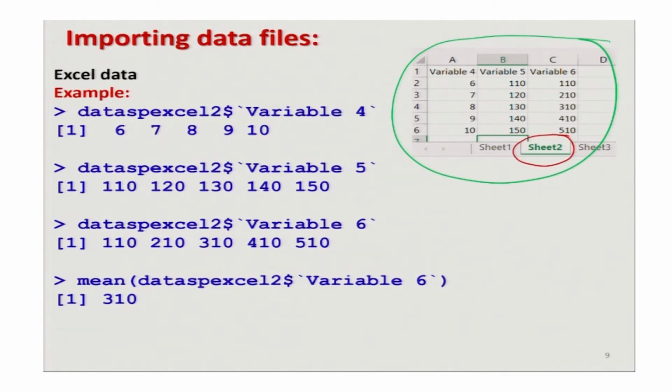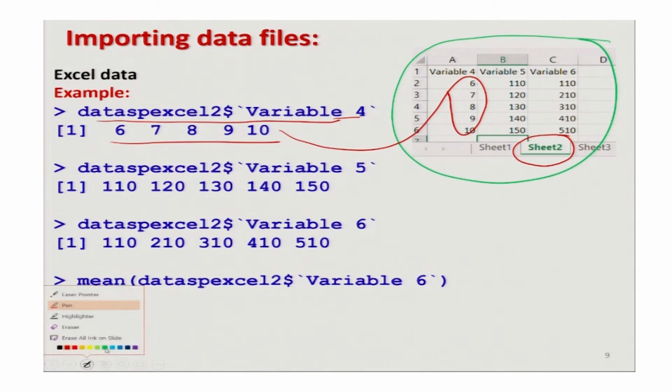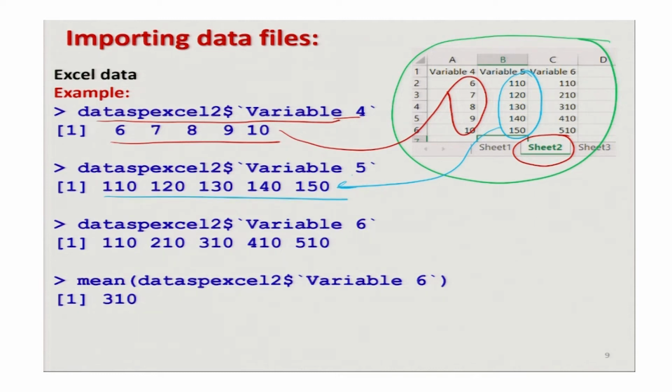If you use the same operation with the data object name and then the variable name, like variable 4, it gives you the same observations. Similarly, for the second column of 110, 120 and so on, you can access it by the same command, just by replacing variable number 4 with variable number 5. And similarly, you can access the third variable by this command, the name of the data object and then variable 6 inside the quotes.